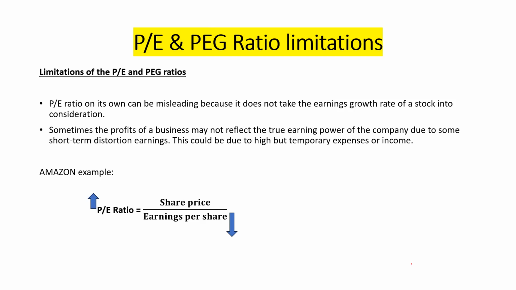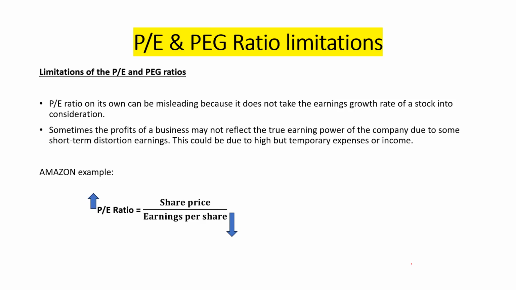Number 1, the PE ratio on its own can be misleading because it does not take the earnings growth rate of a stock into consideration, as I have shown you in the previous slides. Number 2, sometimes the profits of a business may not reflect the true earning power of the company due to some short-term distortion of earnings. This could be due to high but temporary expenses or income.